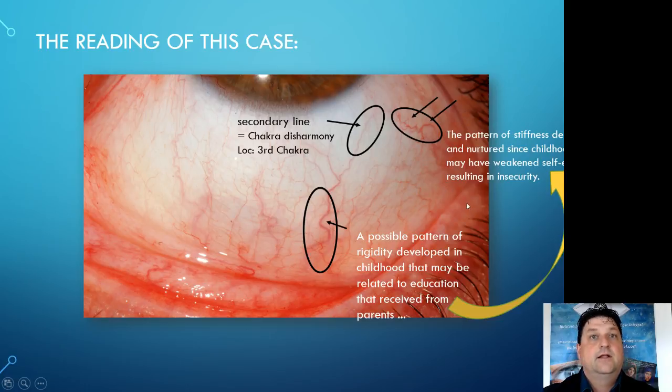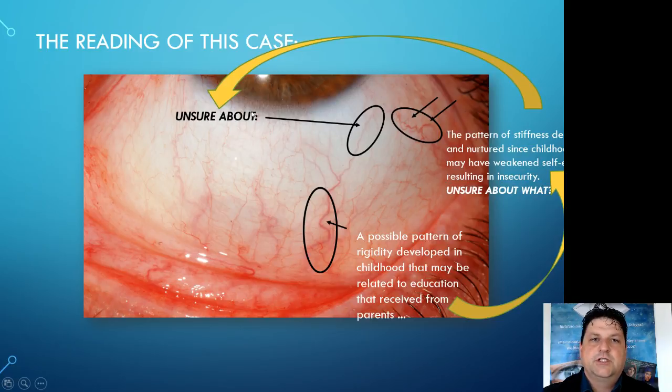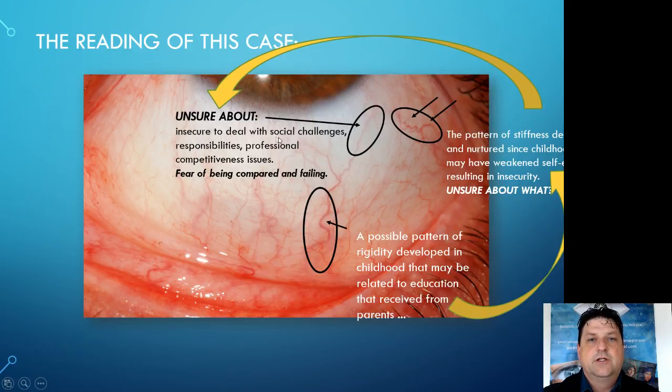And this gives the influence to the fourth chakra, right? Then at the fourth chakra we have the pattern of stiffness developed and nurtured since childhood, which may have weakened their self-esteem, resulting in insecurity. Okay, people who doubt whether they are good enough, whether they can do it or not, feeling that they are not good enough to face their challenges and issues, right? But insecure about what? Let's find out. Insecure about dealing with social challenges, responsibilities, professional competitiveness, issues, yeah?